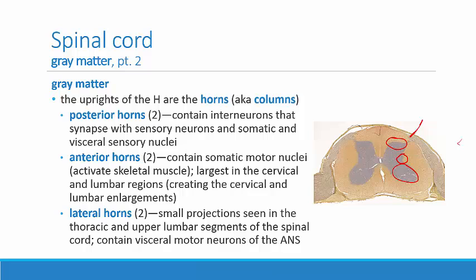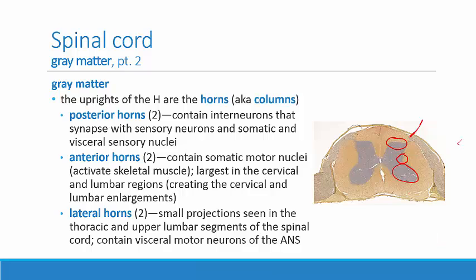In the anterior horns, we find the nuclei that are sending out motor responses. So they activate the skeletal muscles, and again, they're largest at the cervical and the lumbar regions. And this is a big piece of what creates the cervical and the lumbar enlargements.